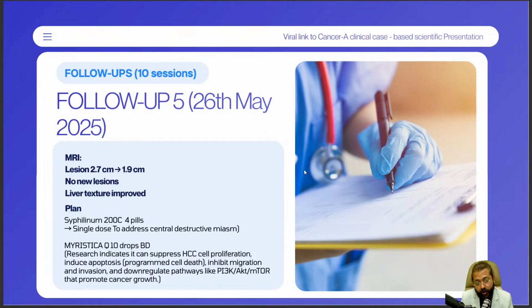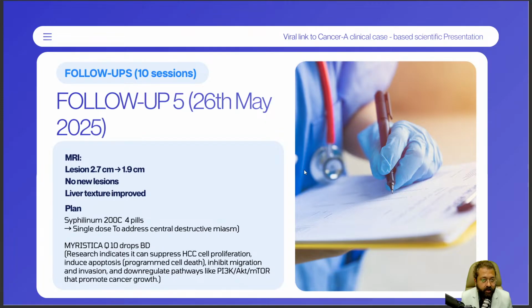So 2.7 to 1.9 centimeter we get, and liver texture even improved. So Syphilinum 200, 4 pills, is given, and here we also gave Myristica. Why is Syphilinum given? To address the central destructive miasm. See doctors, as we have seen, as time progresses, reports are getting normal and the patient is also improving well. Here we need to break that terrain. At the end, we need to give Syphilinum, because after all we need to address that central destructive miasm, it is very important. Second, here we give Myristica Q.